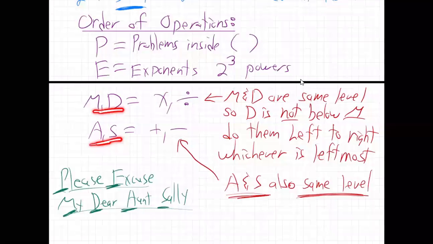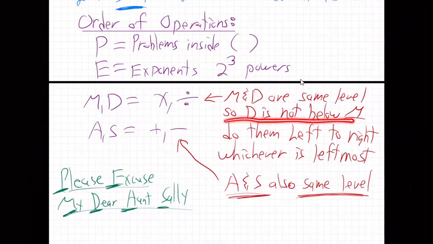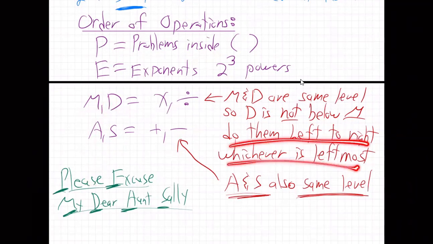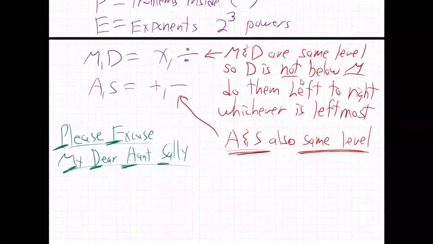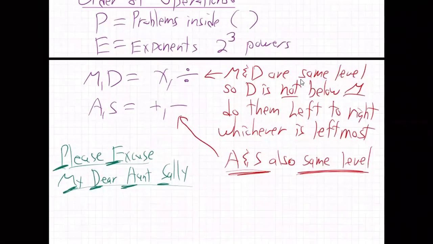But notice what I said about M and D, and A and S. M and D are the same level as each other. D is not below M. That's why I write them this way rather than, sometimes you'll see it with P and E up here, and then M, D, A, S. That's not a good way to do it because that makes you think that M is above D and A is above S. It's not the case. M and D are the same level, which means what? You do whichever of those is leftmost.